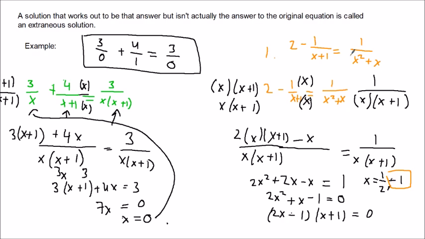We could go checking the 1/2, and in fact we are going to check the 1/2 right now. It'll be 2 minus 1 over 1/2 plus 1, which is 3/2, so 2/3 will be this fraction. This is equal to 1 over 1/2 squared, 1/4, plus 1/2.